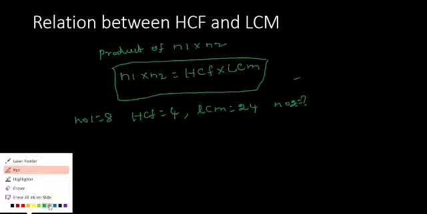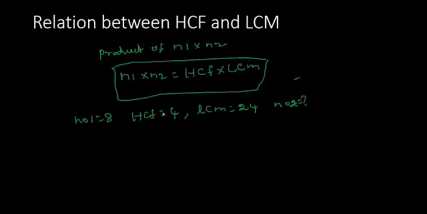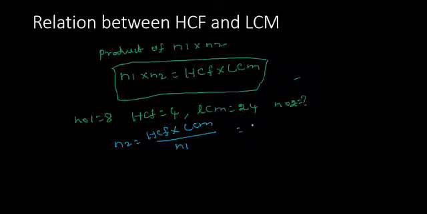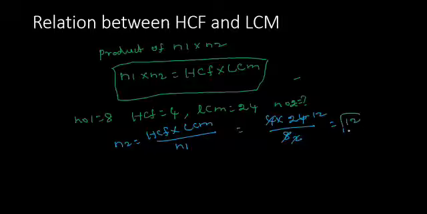Now, we want to find number 2. So, number 2 is equal to HCF into LCM divided by number 1. HCF is 4 and LCM is 24, and number 1 is 8. So this goes 2 times, and 2 into 24... so number 2 is actually 12.